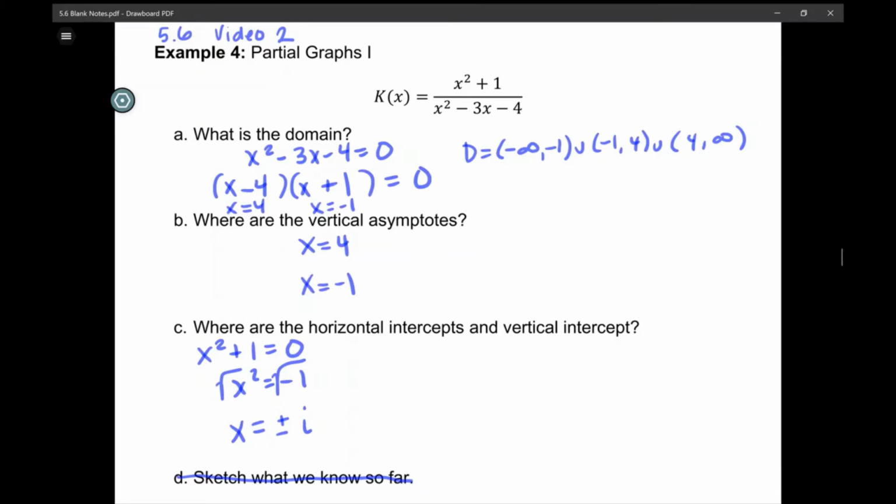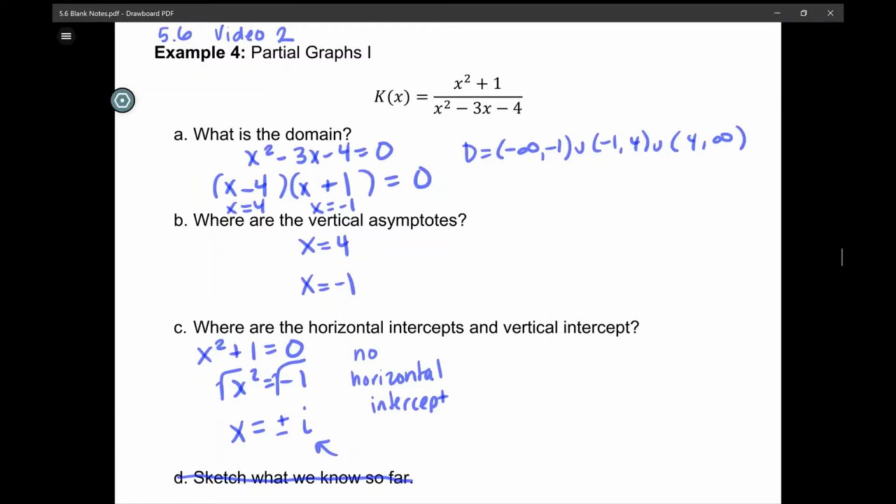Yeah, so what does that mean? Well, it means that if we try to set the numerator equal to 0 to find the horizontal intercepts, there's only imaginary numbers. So what that means is there are no horizontal intercepts. You can't graph plus or minus i on the real axis, so there are no horizontal intercepts. There's no time where that numerator equals 0.